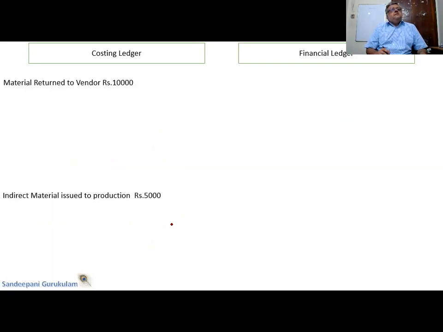Now next, see how materials returned to vendor, 10,000 rupees, are treated. The journal entry in the financial ledger, assuming you are returning to ABC Limited, is ABC Limited debit 10,000 to purchases, or purchase returns. I am just taking it as purchases. So you are reversing the entry: debiting the personal account and crediting purchases.